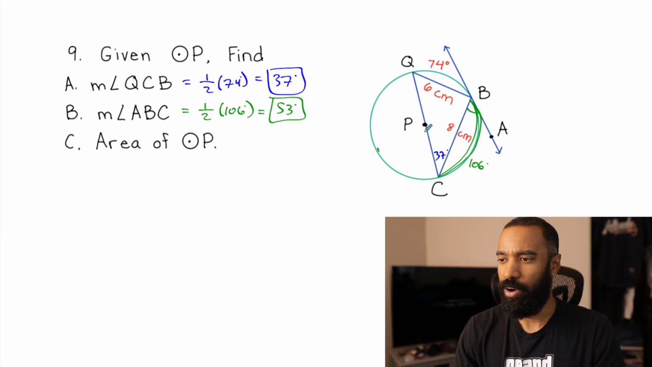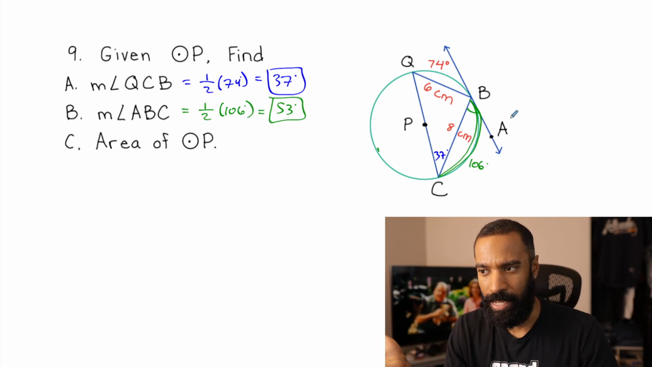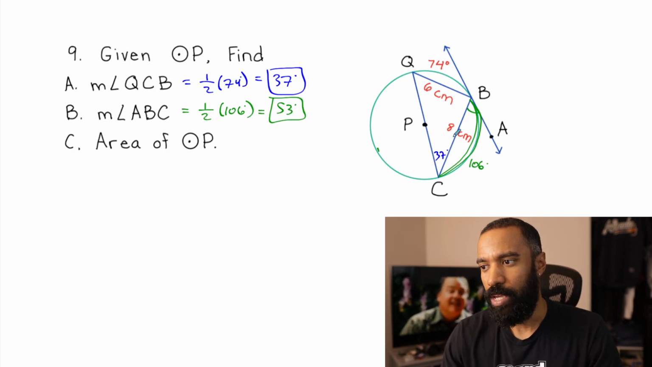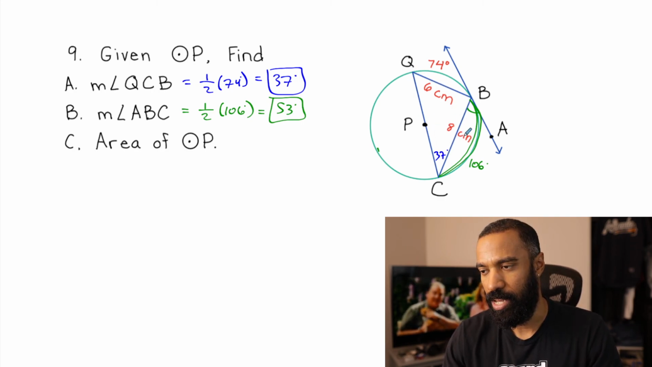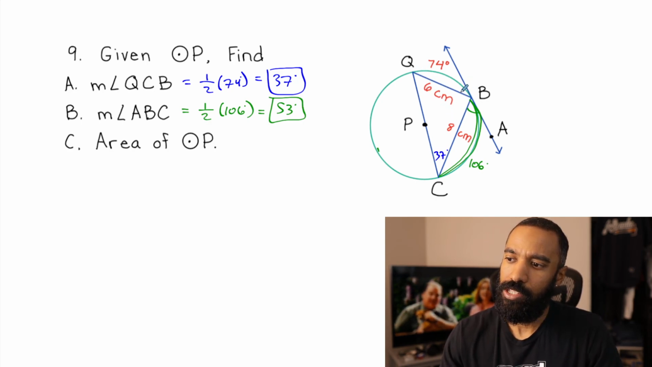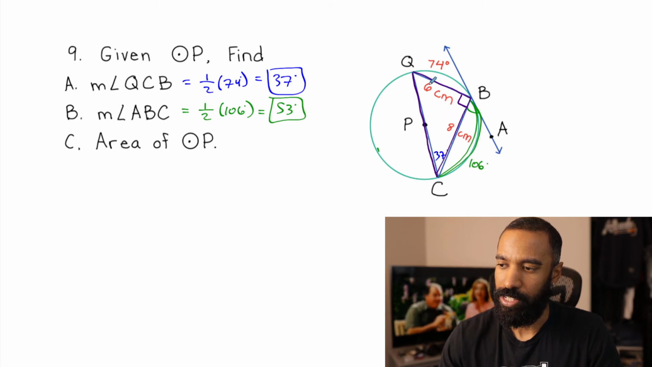Last question here, area of circle P. To get the area of the circle, we need the radius. Now, to get the radius, it would be nice if we got this whole diameter. You can see how the 6 centimeters and 8 centimeters might be used here. You can tell this is an inscribed angle whose endpoints are on the diameter. What did we mention for that before? That's a right angle. If that's a right angle, that makes this a right triangle. I told you we'd use a right triangle at some point. This is a right triangle with leg lengths of 6 and 8.